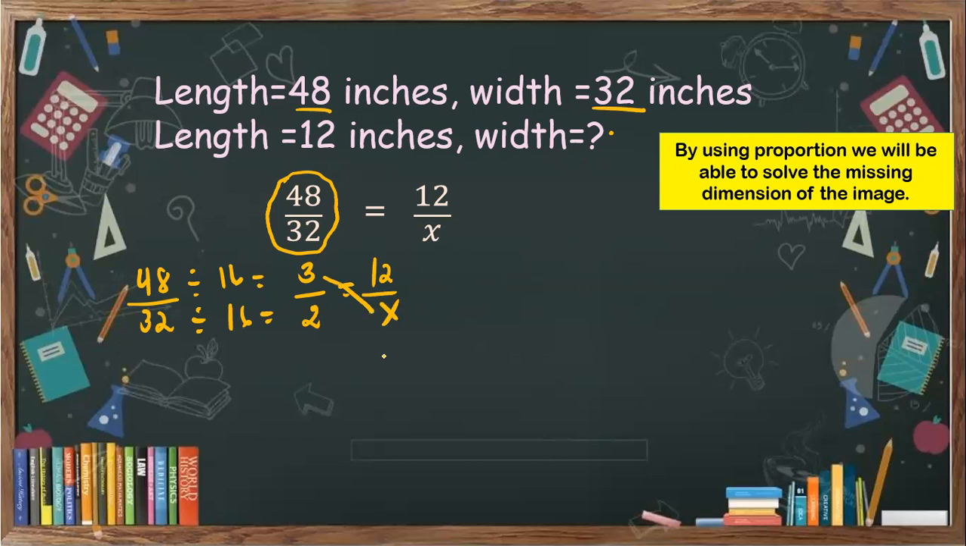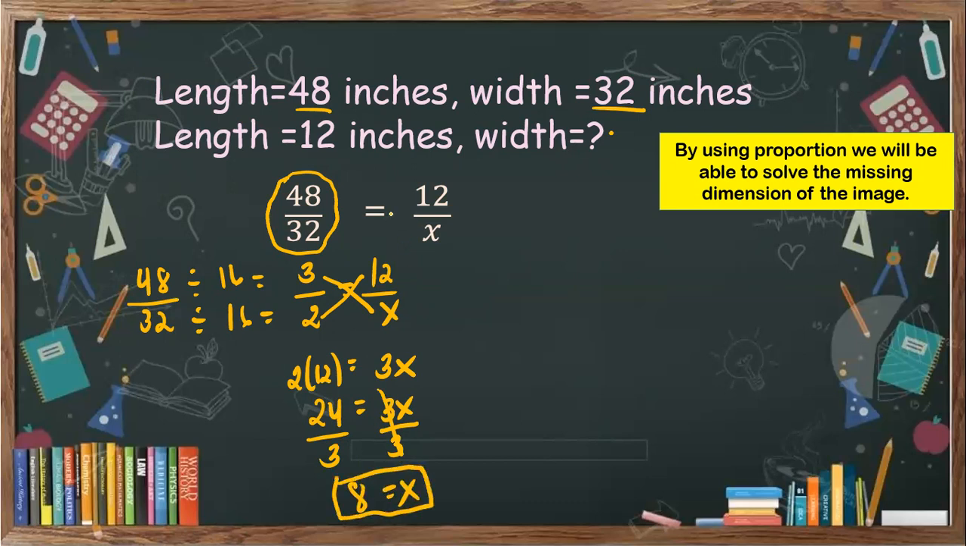Then cross multiply: 3x, 2 times 12. The answer is 24 equals 3x. To solve for x, divide by the number beside x. Since we have to eliminate the 3 beside x, we divide both sides by 3. So 24 divided by 3, the answer is 8. Therefore, x here is 8.